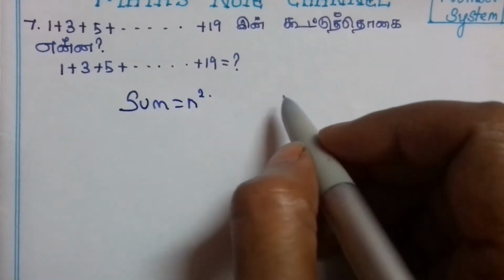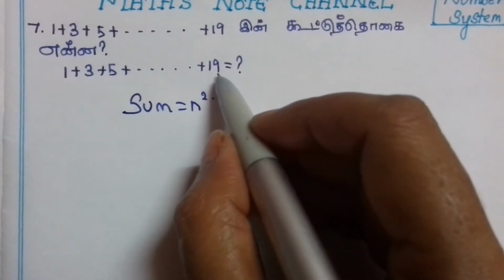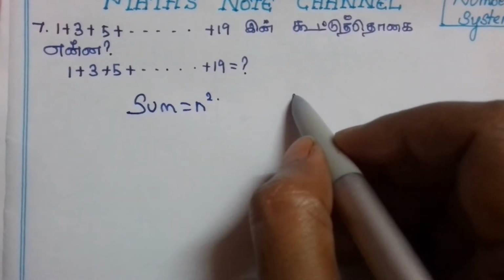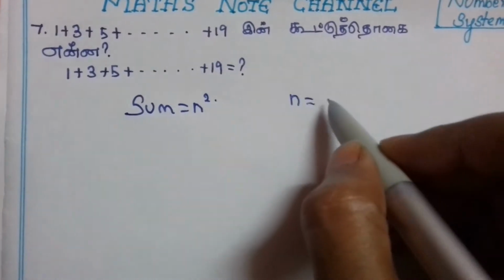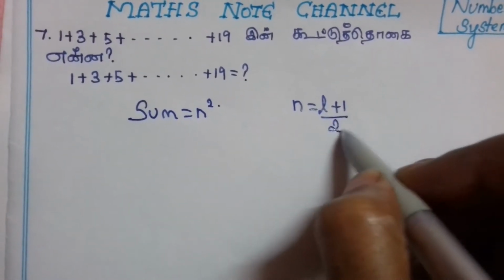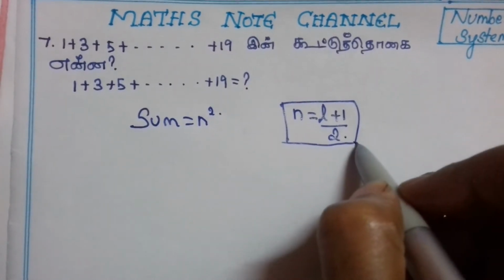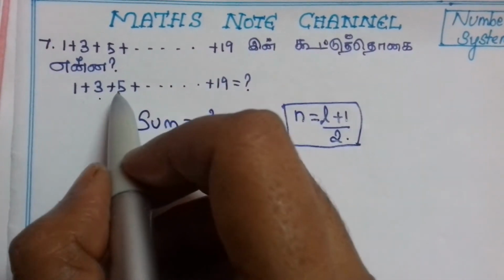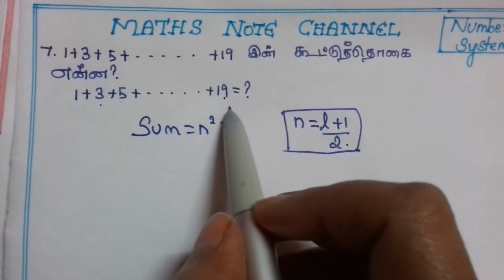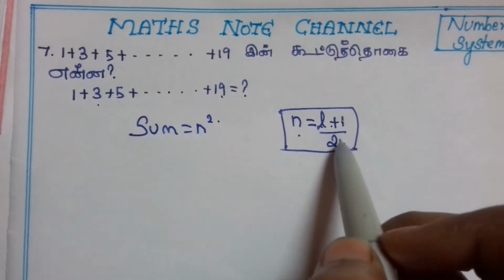Here, what is the n value? Is it the last number? No, n is not the last number. n has a separate formula: n equal to (l plus 1) by 2. This is for the odd number series 1 plus 3 plus 5 plus etc. to 19. These are all odd numbers, so n equal to (last number plus 1) divided by 2.